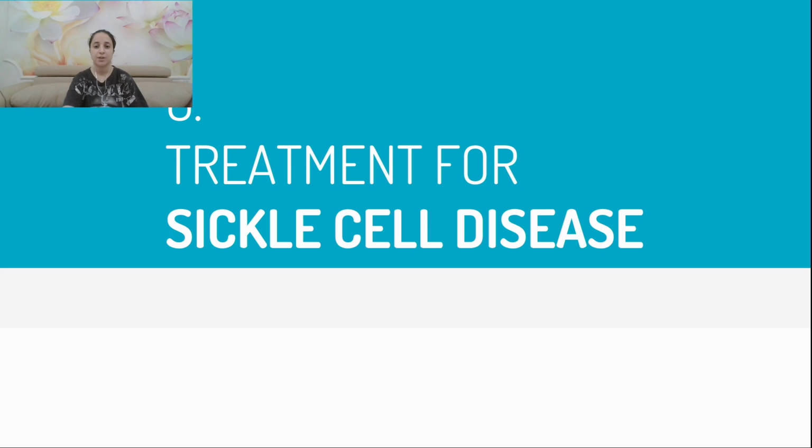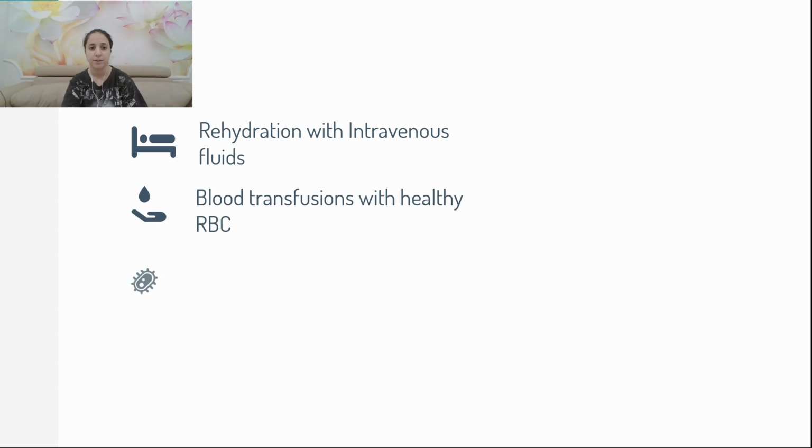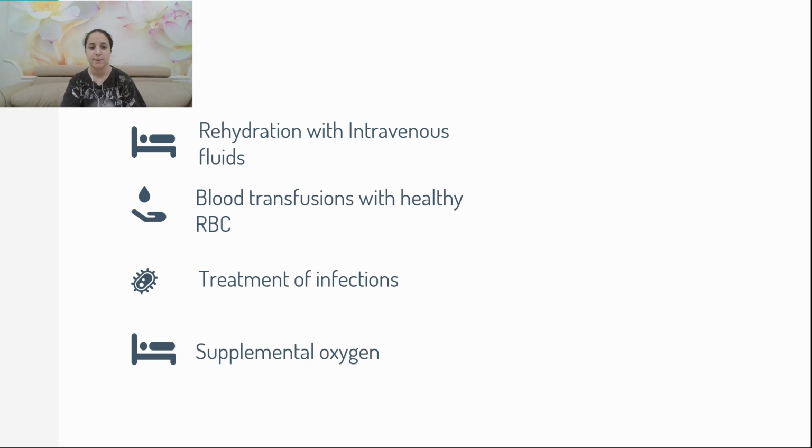Let us now discuss the treatment for sickle cell disease. One of them could be rehydration with intravenous fluids. As we discussed earlier, one of the factors causing sickling of the cells is dehydration. So this is one of the measures which could be taken to reduce the symptoms. The second being blood transfusions with healthy RBCs. The third being treatment of infections, because the stress of infections could lead to further sickle cell crisis. So the treatment of infections could be a very good measure to cope with sickle cell disease. The fourth being supplemental oxygen, which helps the person to breathe.